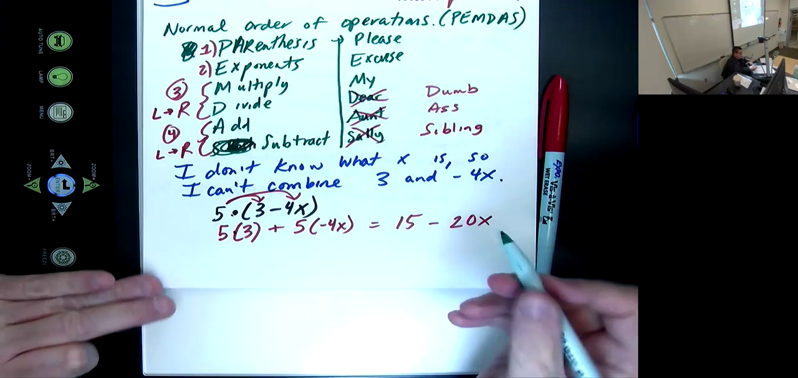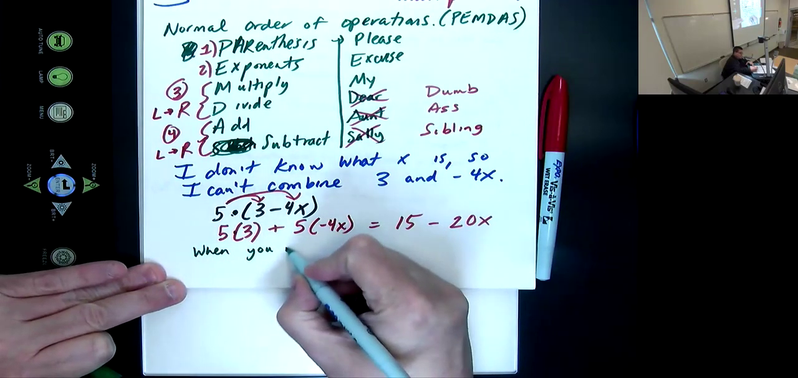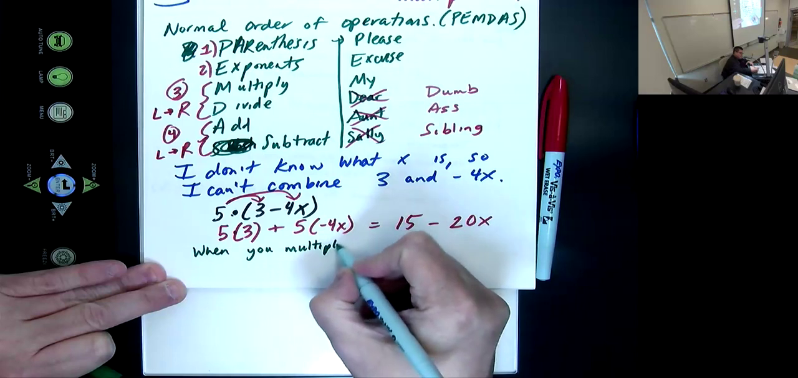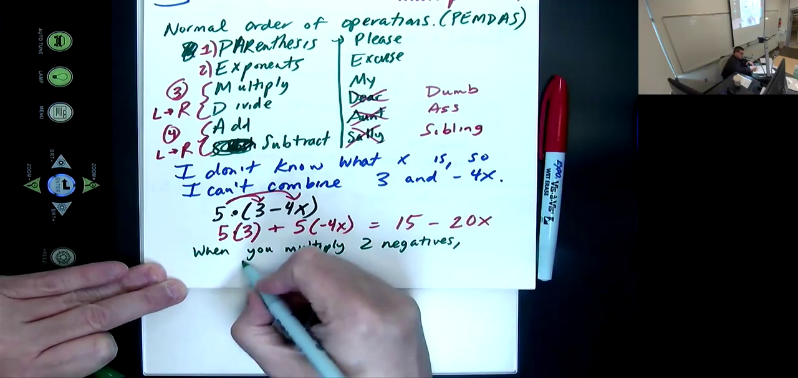As a little reminder, when you multiply two negative numbers, it becomes positive.